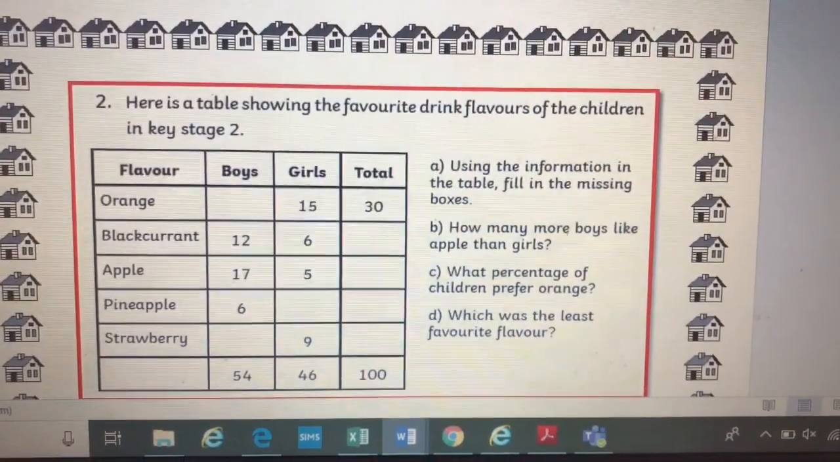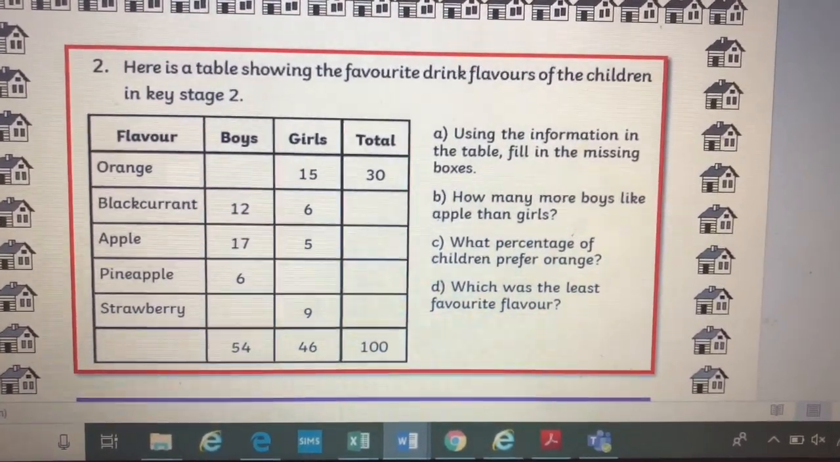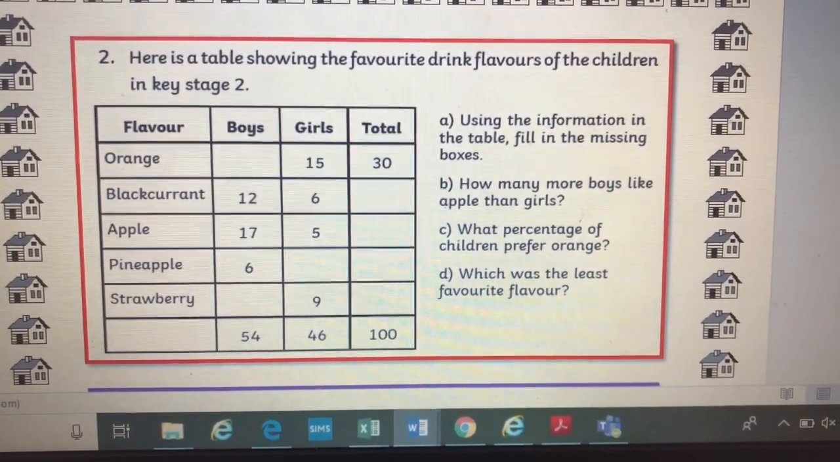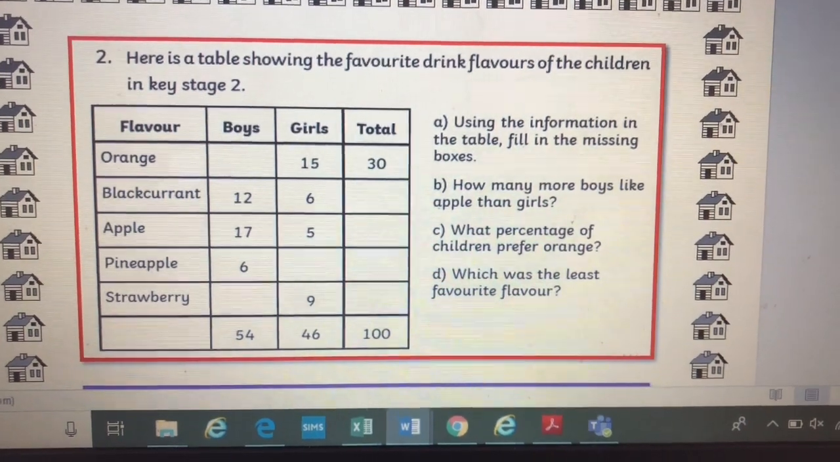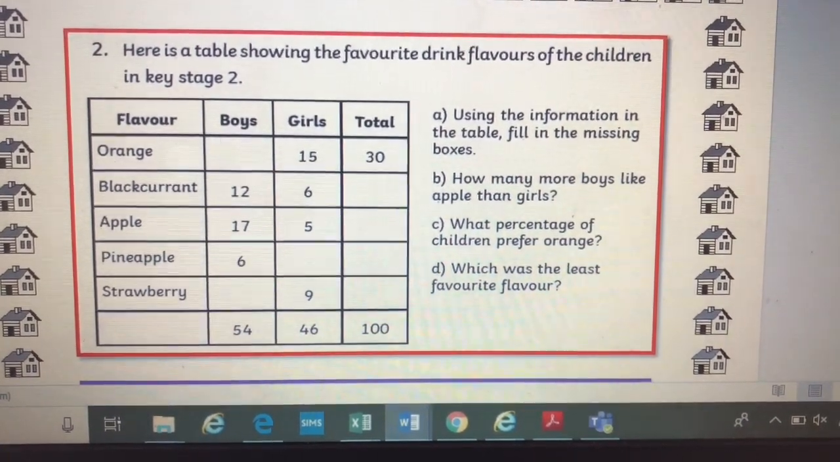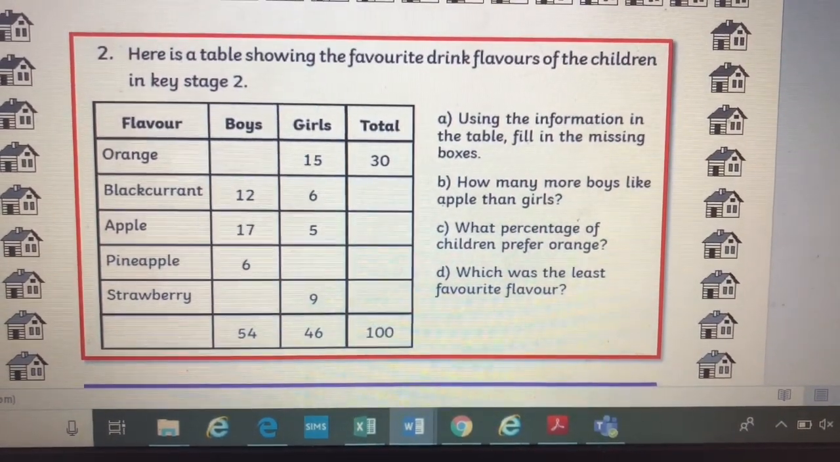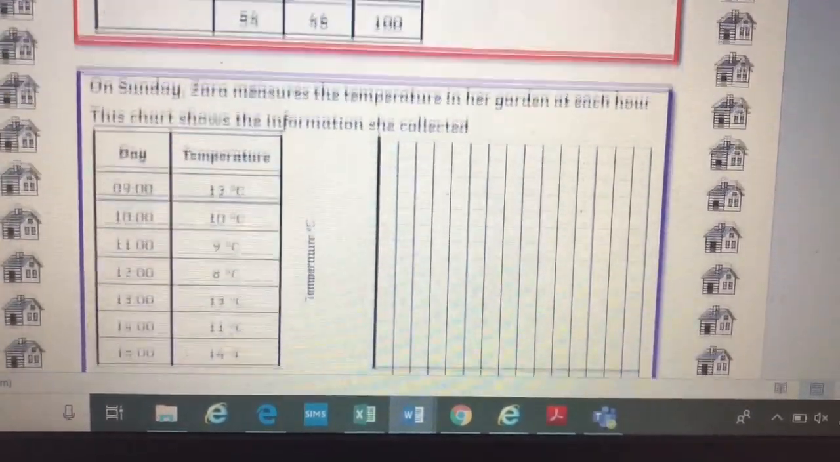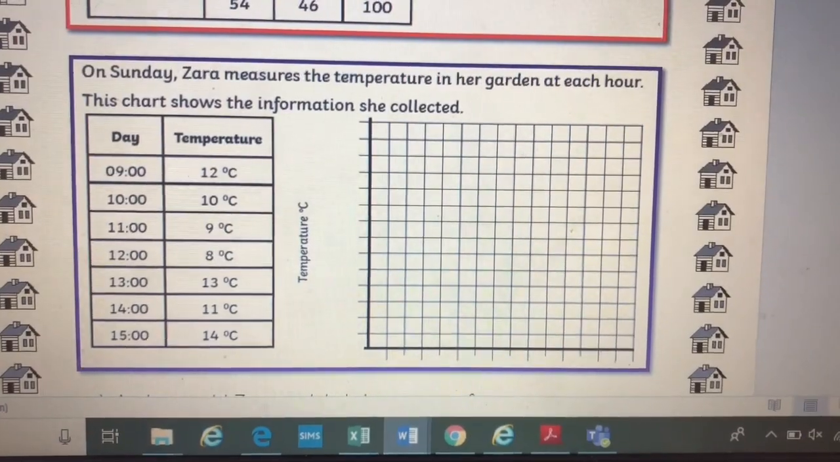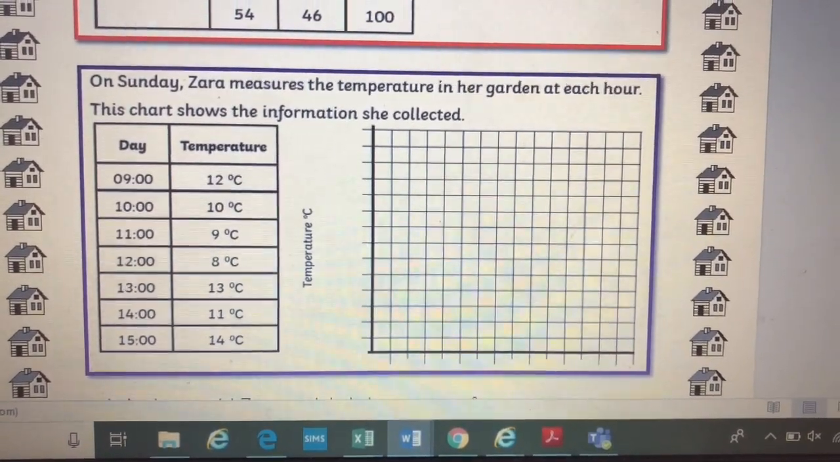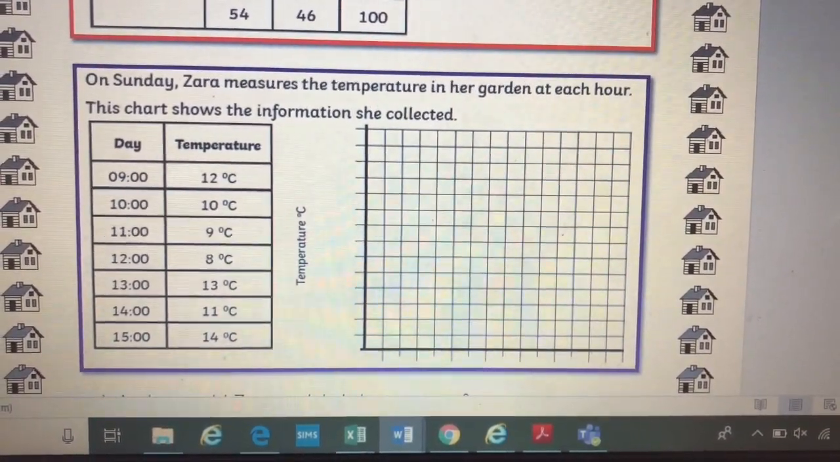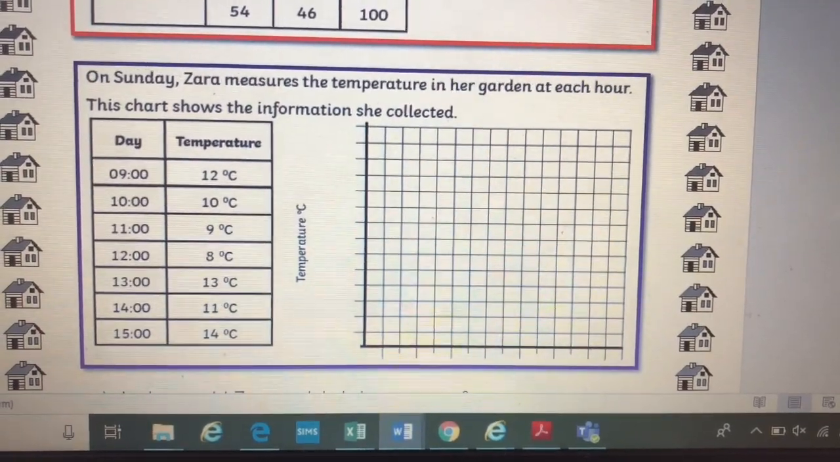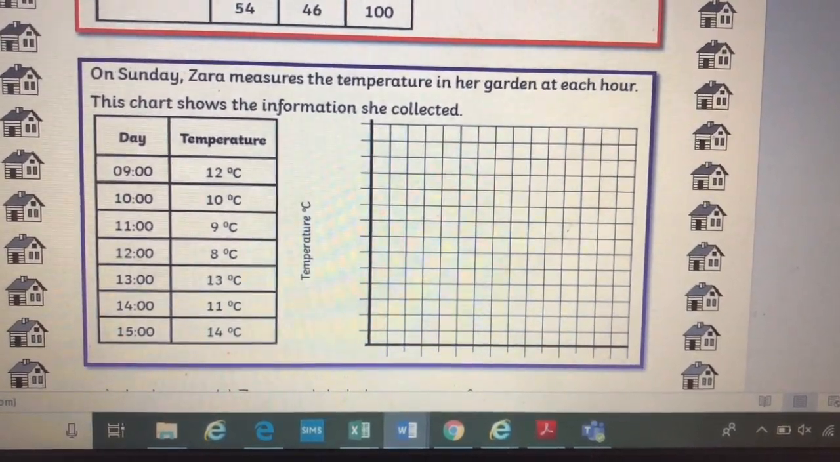One of the others is a table, and you need to use the information that's already provided in the table to fill in the missing boxes, and then there are a series of 3 other questions. And then finally you have some temperatures, and we would like you to have a go, if possible, at plotting those temperatures and creating your own line graph.